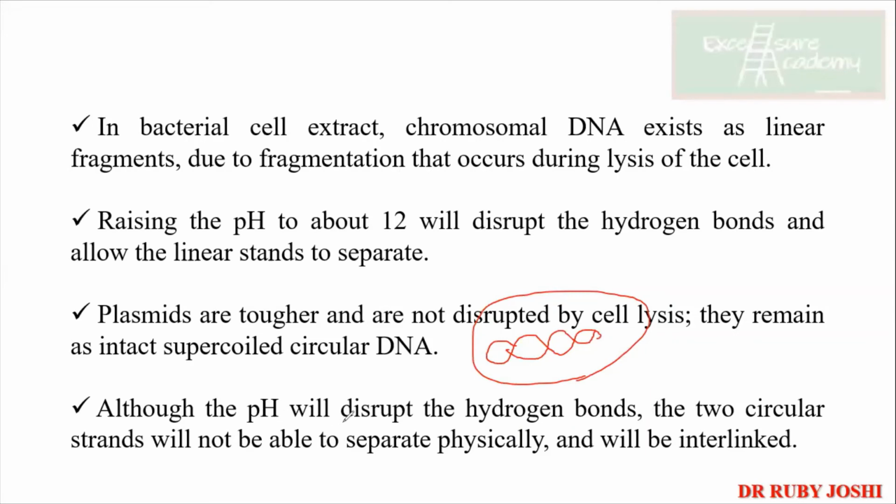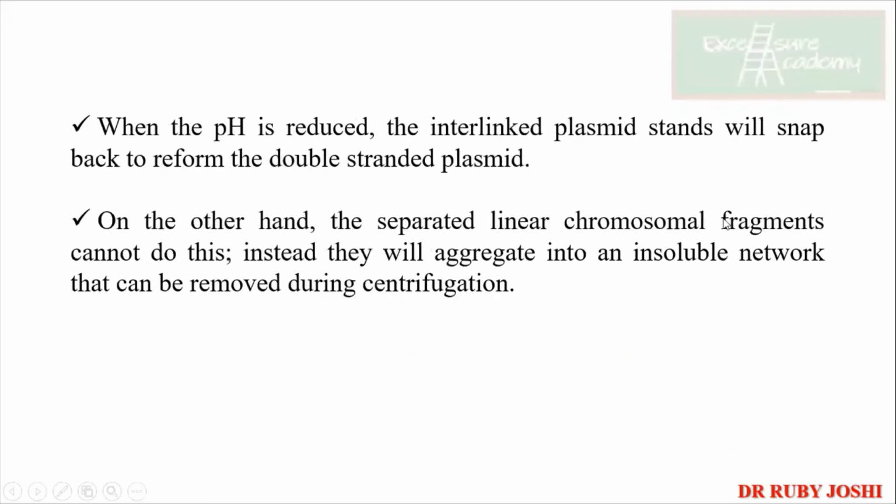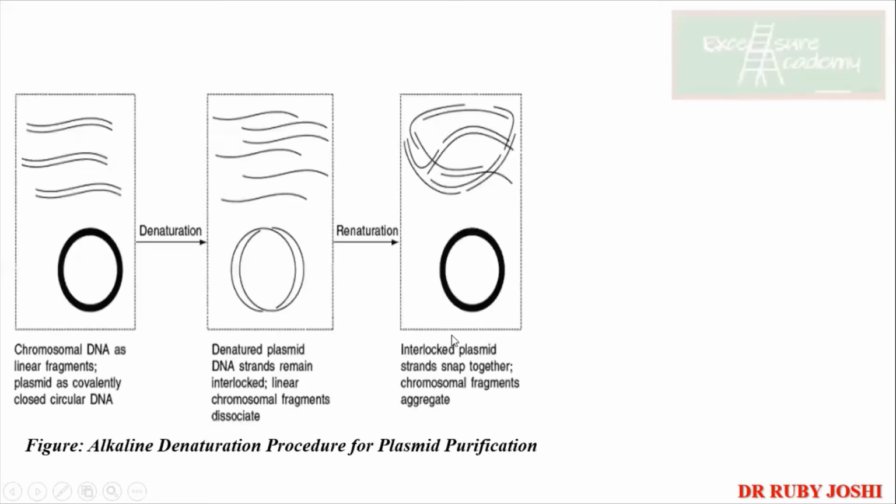So although the pH will disrupt the hydrogen bonds, the two circular strands will not be able to separate physically and they will be interlinked. So what will happen is that your plasmid DNA will remain intact, whereas the chromosomal DNA will be disrupted. And moreover, in this method, we are interested in the plasmid DNA. Okay. So when the pH is reduced, the interlinked plasmid strands will snap back to form the double-stranded plasmid in case they get separated. On the other hand, the linear chromosomal fragments cannot do this. They get aggregated. It becomes an insoluble fragment and they will be removed during the centrifugation. So they will just precipitate out.